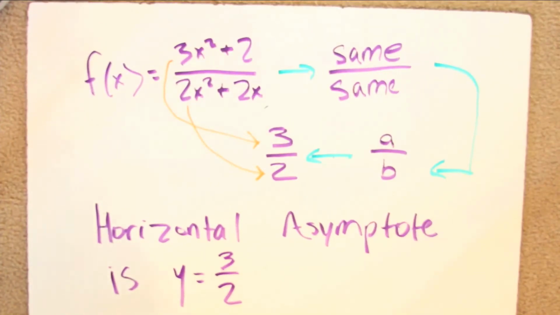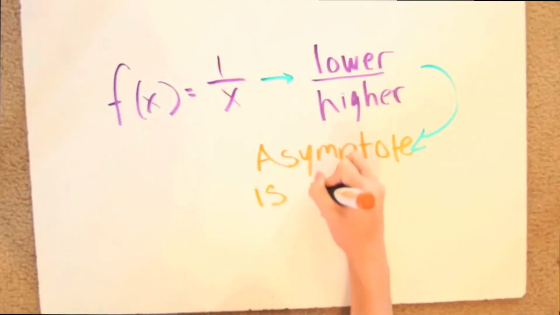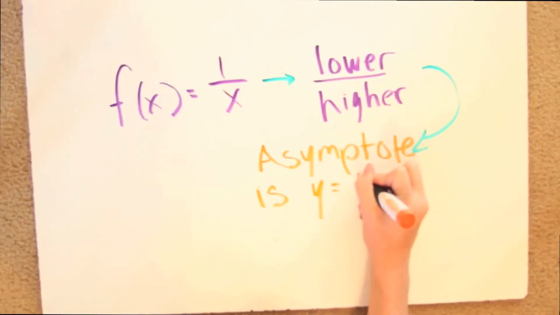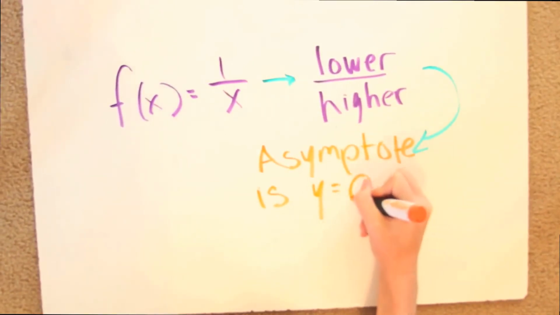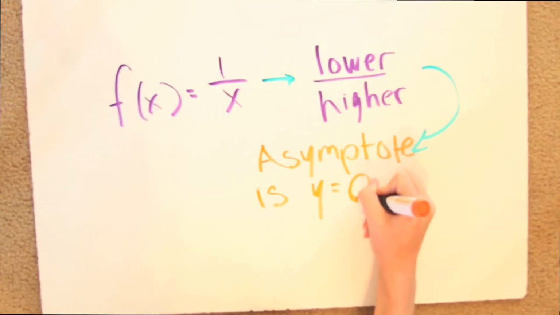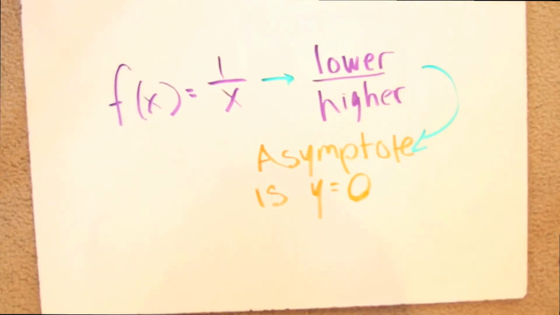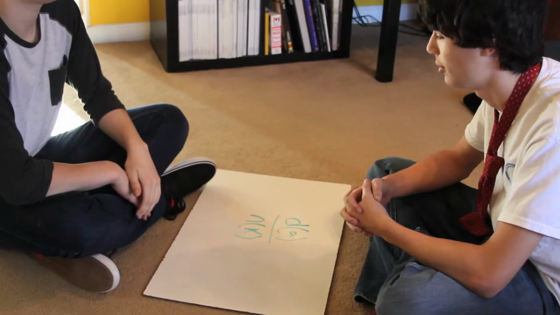If the degree of n of x is less than the degree of d of x, then the horizontal asymptote is y equals 0. For example, with 1 over x, it's lower over higher, so the horizontal asymptote is y equals 0.